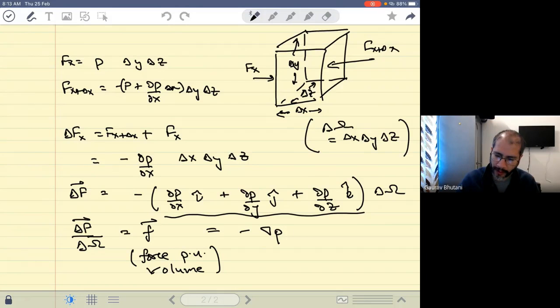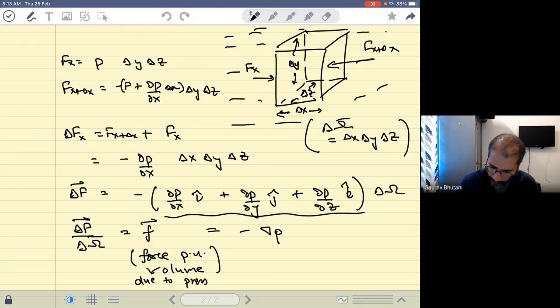This liquid volume is a volume that we had considered inside the liquid. Now remember, this force is because of the pressure gradient. So this is force per unit volume, we'll call it due to pressure gradient.